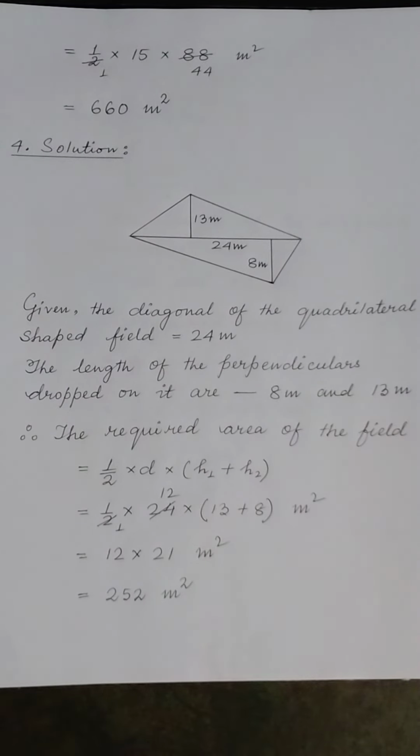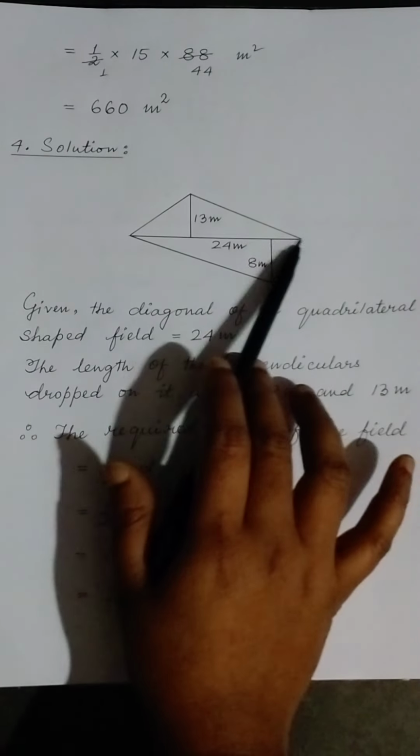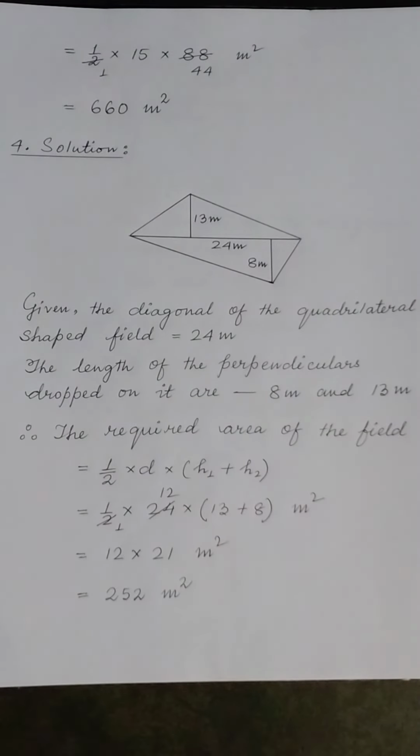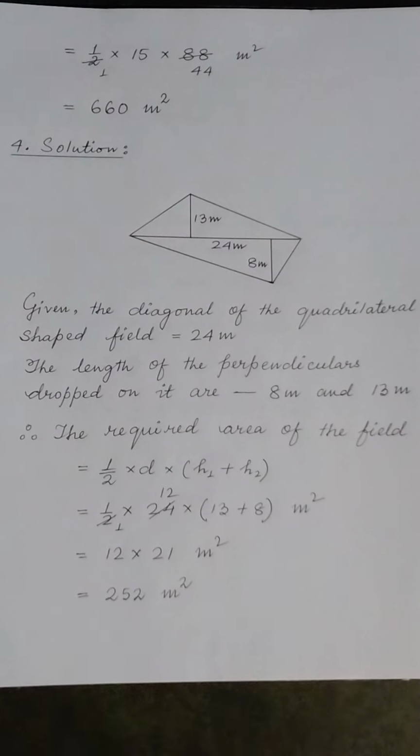The diagonal of a quadrilateral shaped field. It is the quadrilateral shaped field. The diagonal is given 24 meter. Okay. And the perpendiculars dropped on it from the remaining opposite sides are 8 meter and 13 meter. Now, perpendiculars dropped. These are the two vertices we have used to draw the diagonal. Now, what are the remaining vertices? Remaining vertices are these two. Now, from these remaining vertices, perpendiculars are dropped on the diagonal. So, the length of the perpendiculars are 13 meter and 8 meter already drawn.